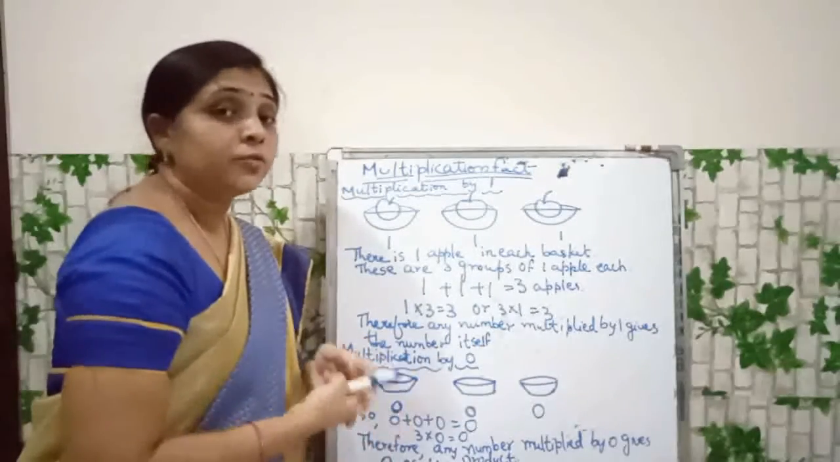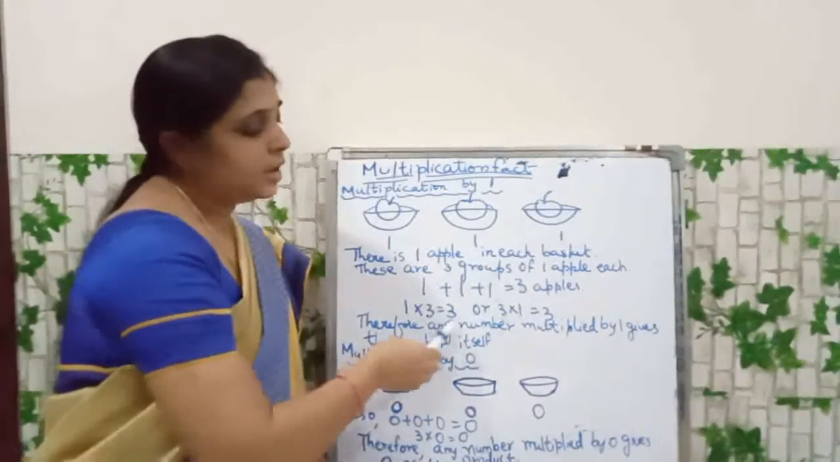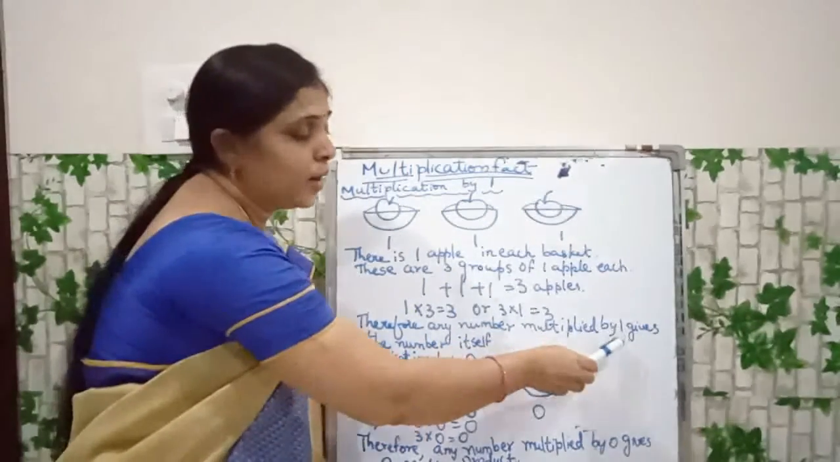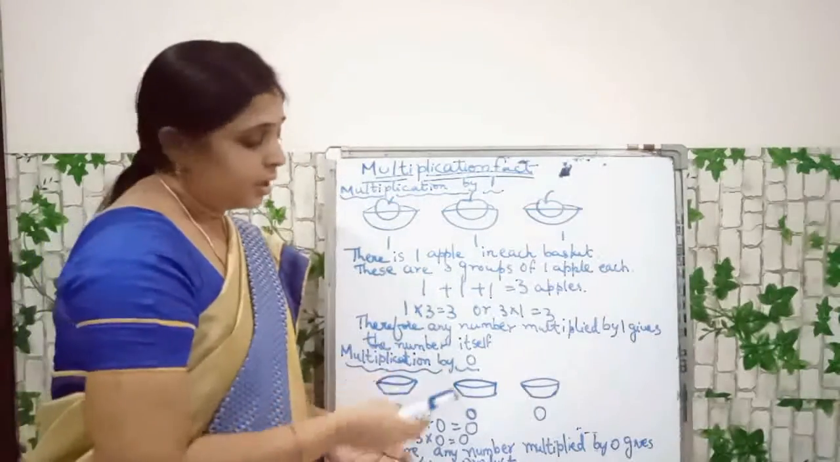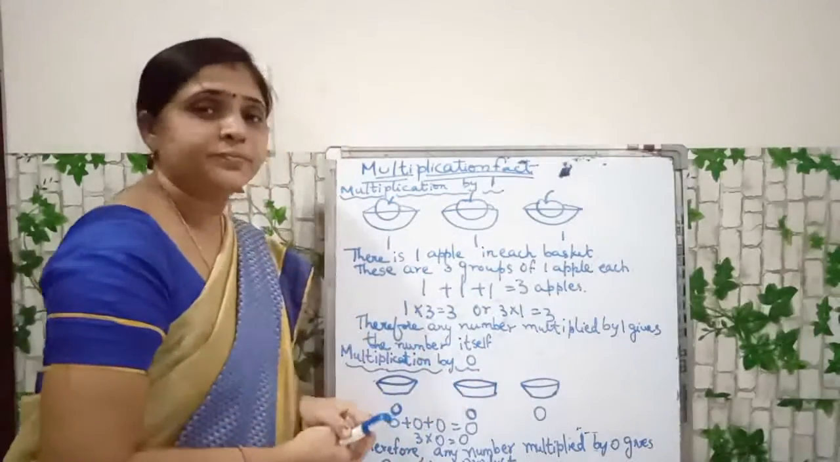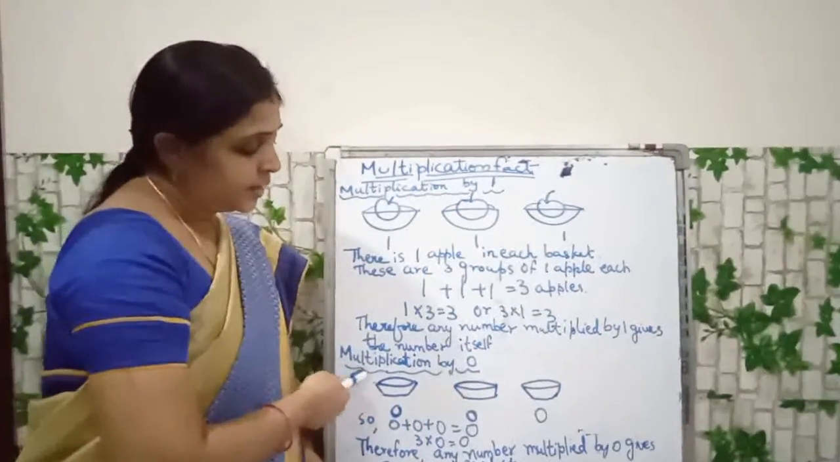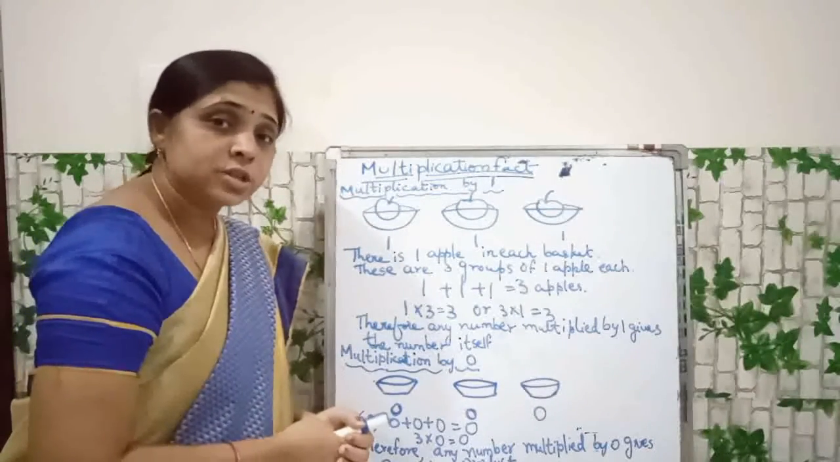Yes? What did you find out here? You can say that any number multiplied by 1 gives the same number. Okay? Any number multiplied by 1 gives the number itself. Understood? Multiplication by 0.